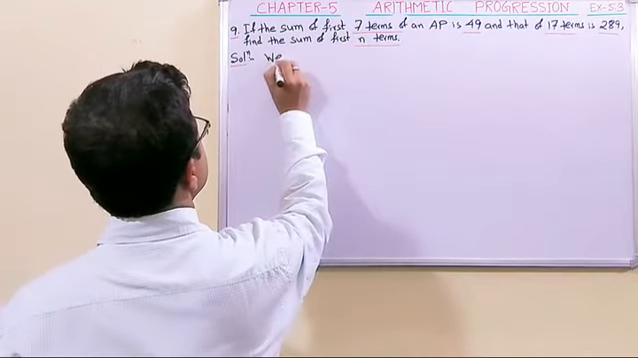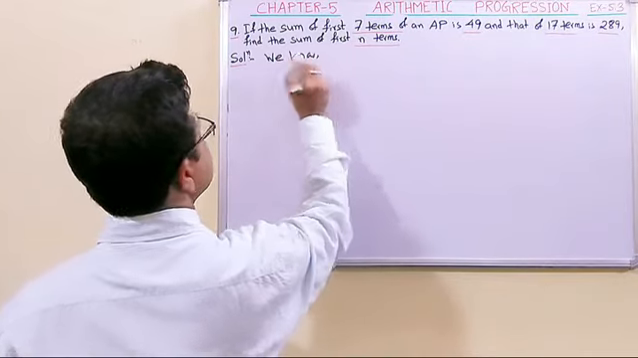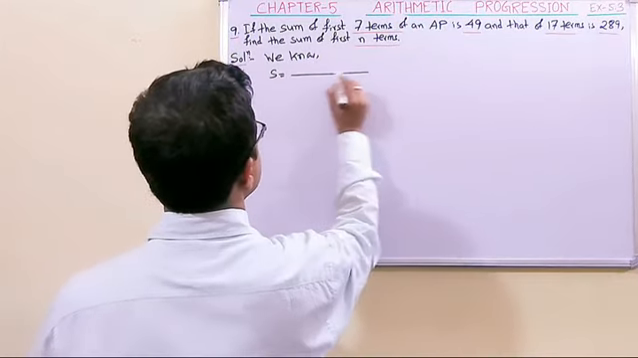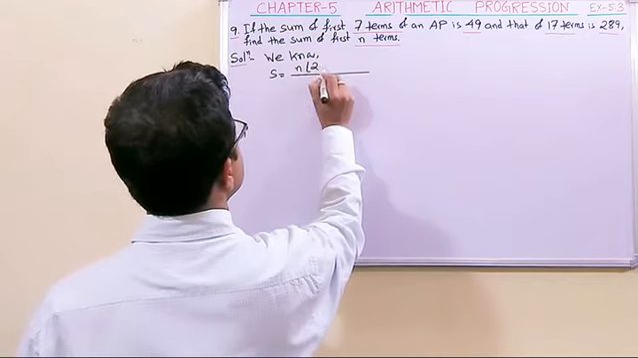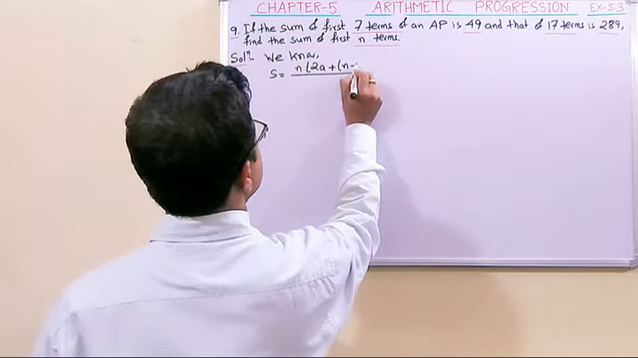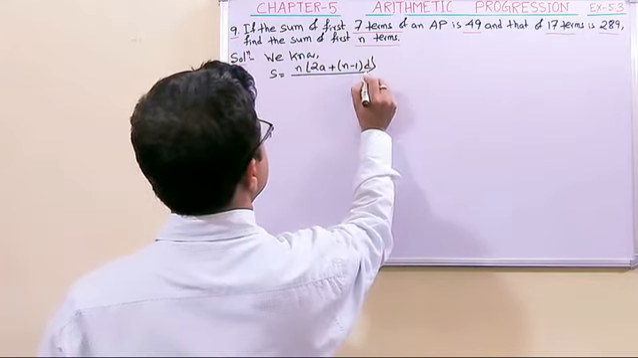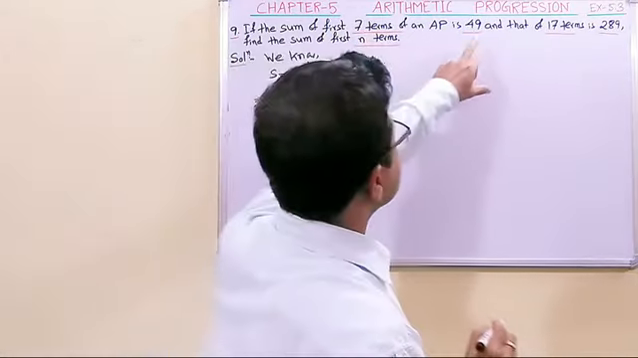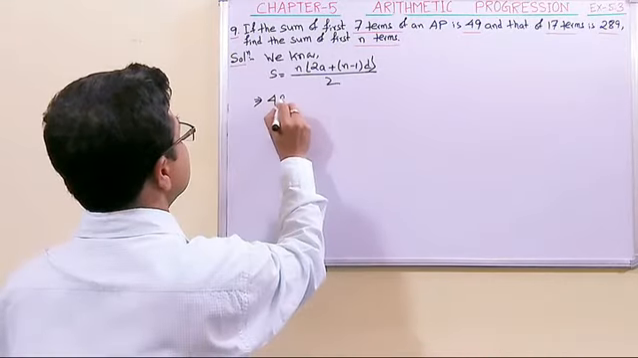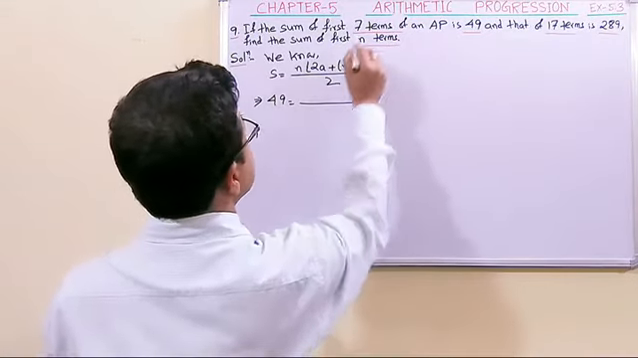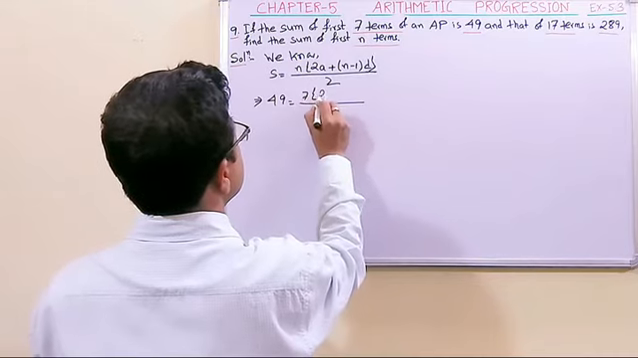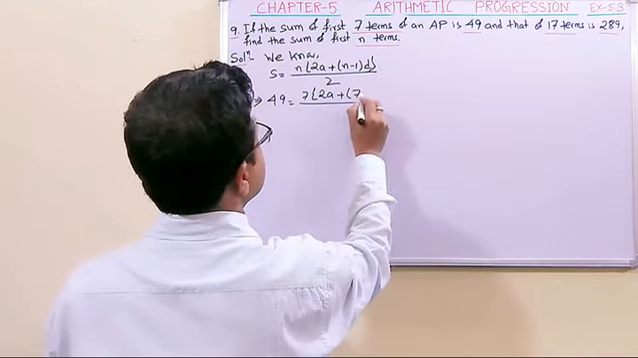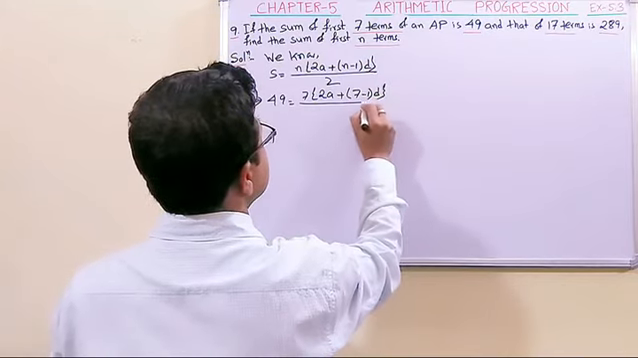We know, actually this is the use of sum of n terms. Okay, so let us write the formula: S equals n into twice a plus n minus 1 into d, divided by 2. Okay, here what is given? Sum is how much? 49. So let us write 49 of how many terms? 7 terms. Twice a is unknown, n is 7, 7 minus 1, d is also not known.